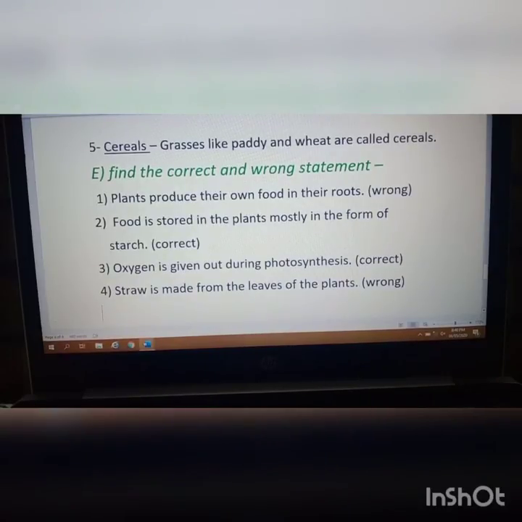And now the fourth one is straw is made from the leaves of plant. No, it is incorrect. It is a wrong statement. Straw is made from the stalk of the plant, not from the leaves. Okay.